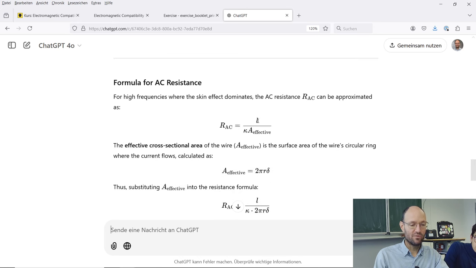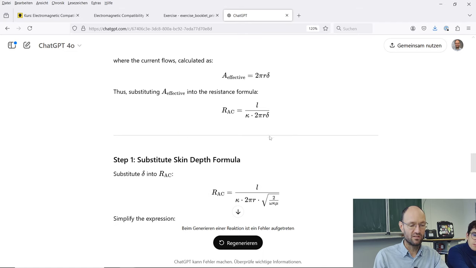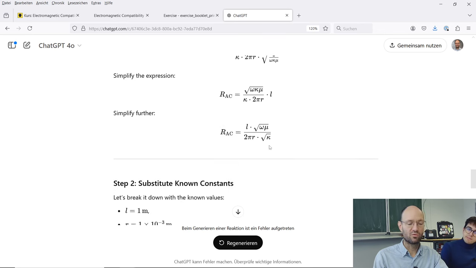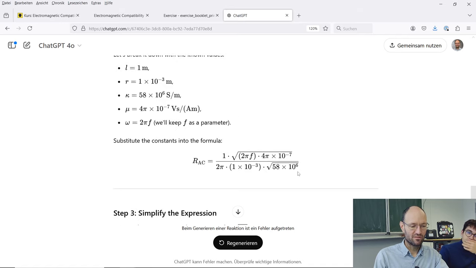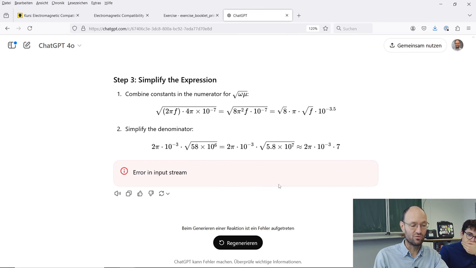And so now it says, okay, we can still use the same formula as before, but we need to use some effective area. And the effective area that ChatGPT comes up with is also the area of this ring, the approximation that we developed, circumference multiplied with delta. And if we substitute this into this formula, then we get something. And it's also trying to substitute the skin depth formula. This is not what we have done, so it's probably correct. We have not checked. And now it's trying to insert values that we know there and trying to substitute something.